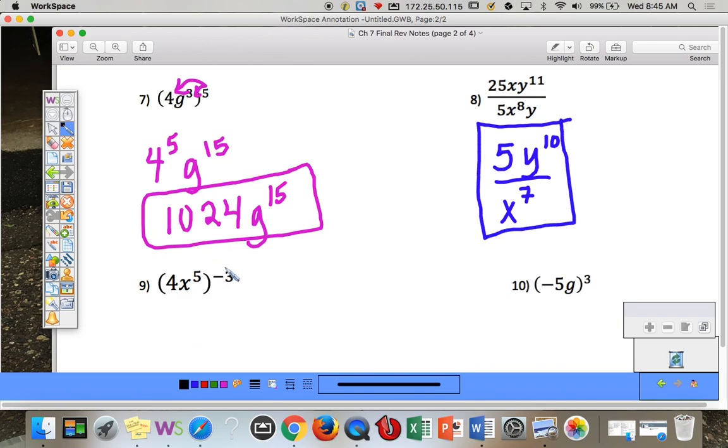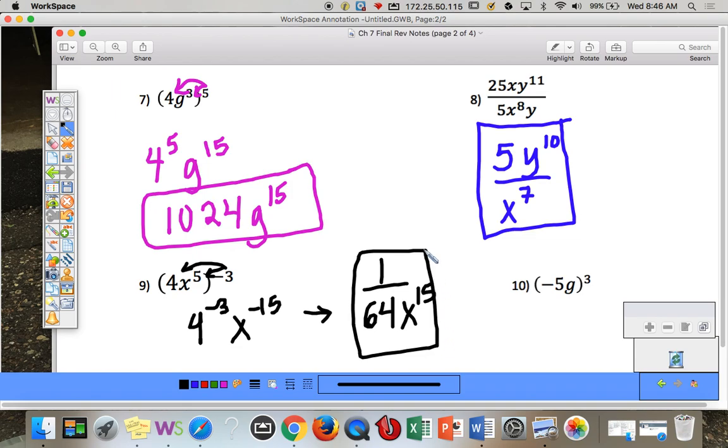The next one, we distribute this negative 3 right here. We get 4 to the negative 3, x to the negative 15. We're going to flip those to the bottom, and I'm going to do 4 to the 3rd power. So 4 to the 3rd power is 64, x to the 15th. And the last one, we have negative 5 to the 3rd power, g to the 3rd power. Negative 5 to the 3rd power, if we put that in parentheses, would be negative 125, g to the 3rd.